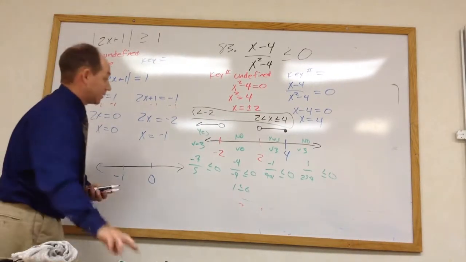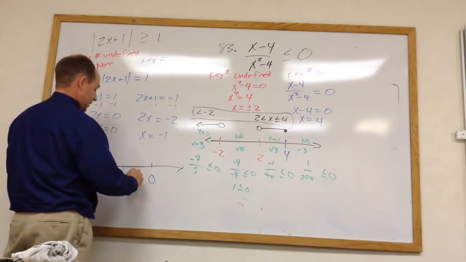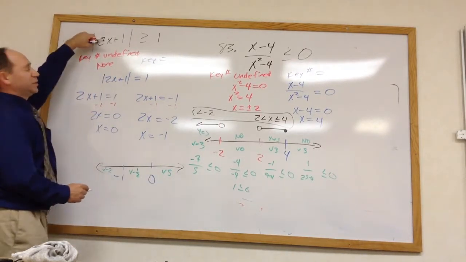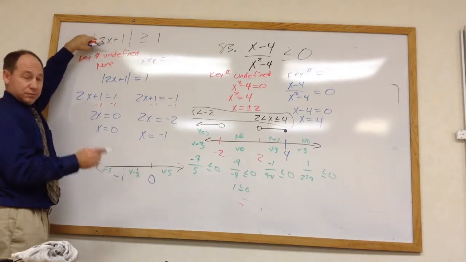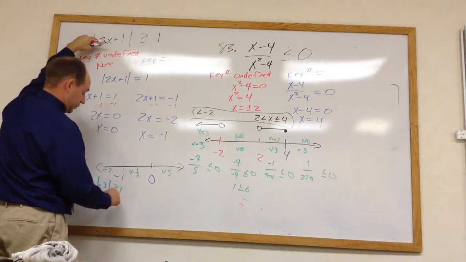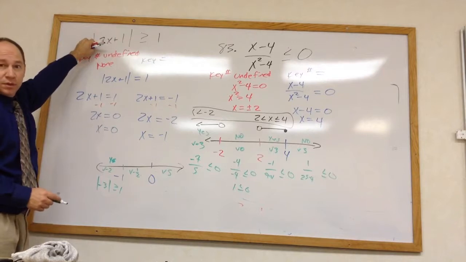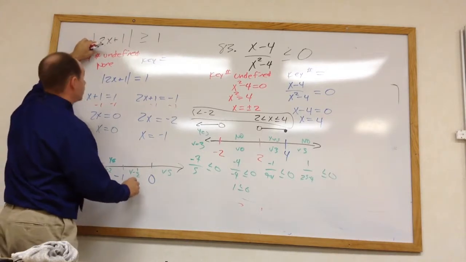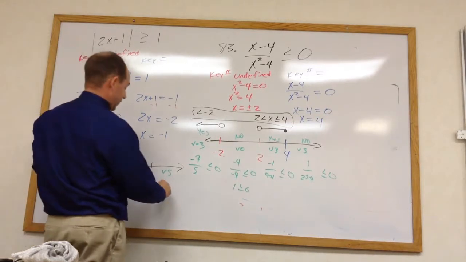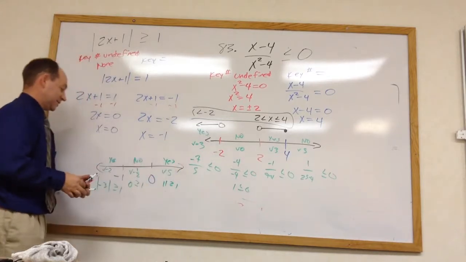And now I need to check. What should I check? I should check negative 2. I should check negative 1/2. And I should check 5. Let's see. Negative 2. 2 times negative 2 is negative 4, plus 1 is negative 3. Is its absolute value greater than or equal to 1? And that answer is yes. Negative 1/2 times 2 is negative 1. Negative 1 plus 1 is 0. Is 0 greater than or equal to 1? That answer is no. Check 5. Is 11, the absolute value, greater than or equal to 1? The answer is yes. Isn't that nice that it did this for us again?